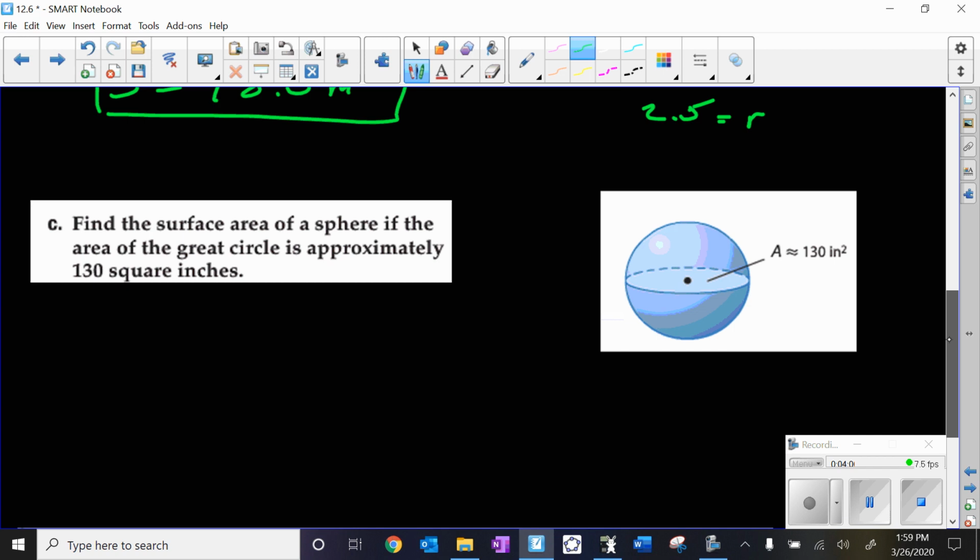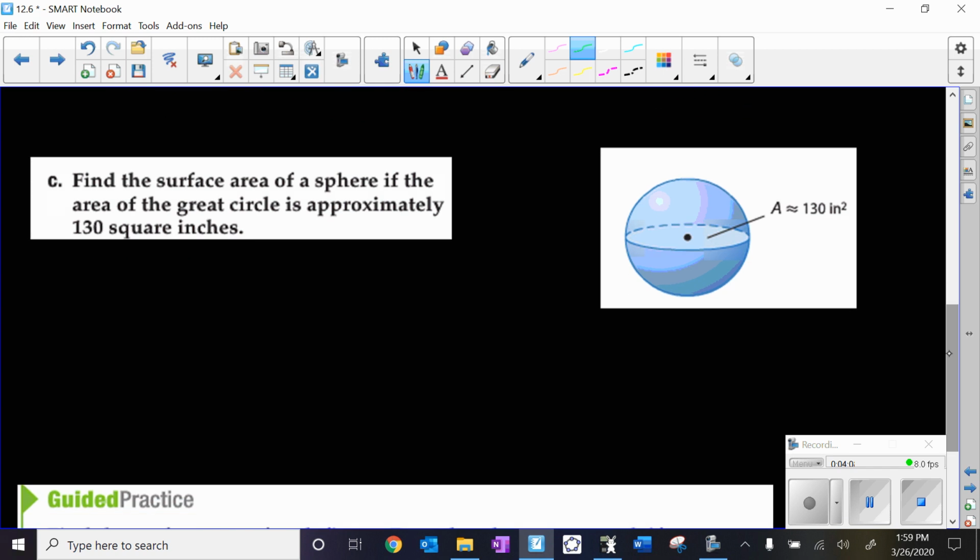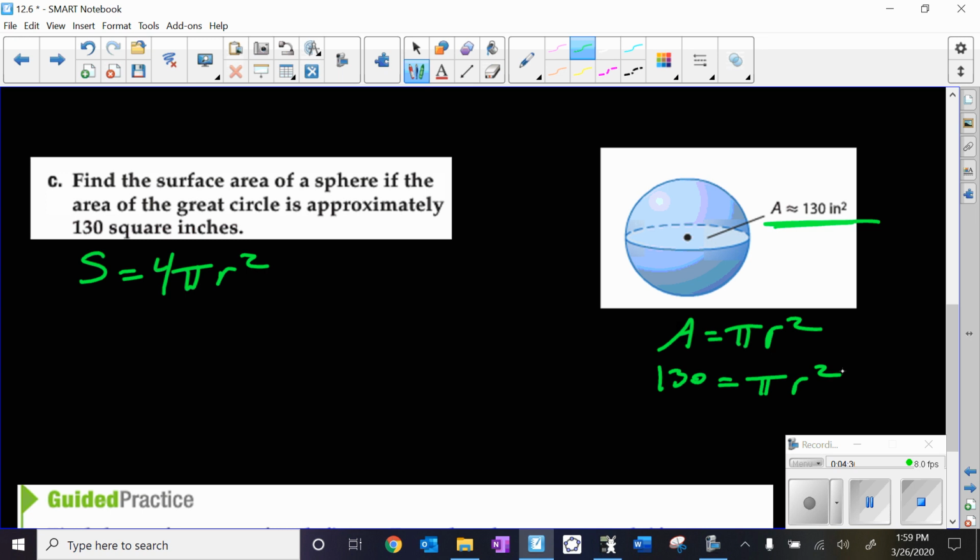And then last one, this one wants us to find the surface area of a sphere if the area of the great circle is approximately 130 square inches. So I still want the surface area of a sphere. Write down the formula first. But this time they give me the area of the great circle. So thinking of the formula to find area of a circle, we know it's pi r squared. Plug in your information. 130 is your area. Equals pi times radius squared. You can divide by pi and then take the square root.